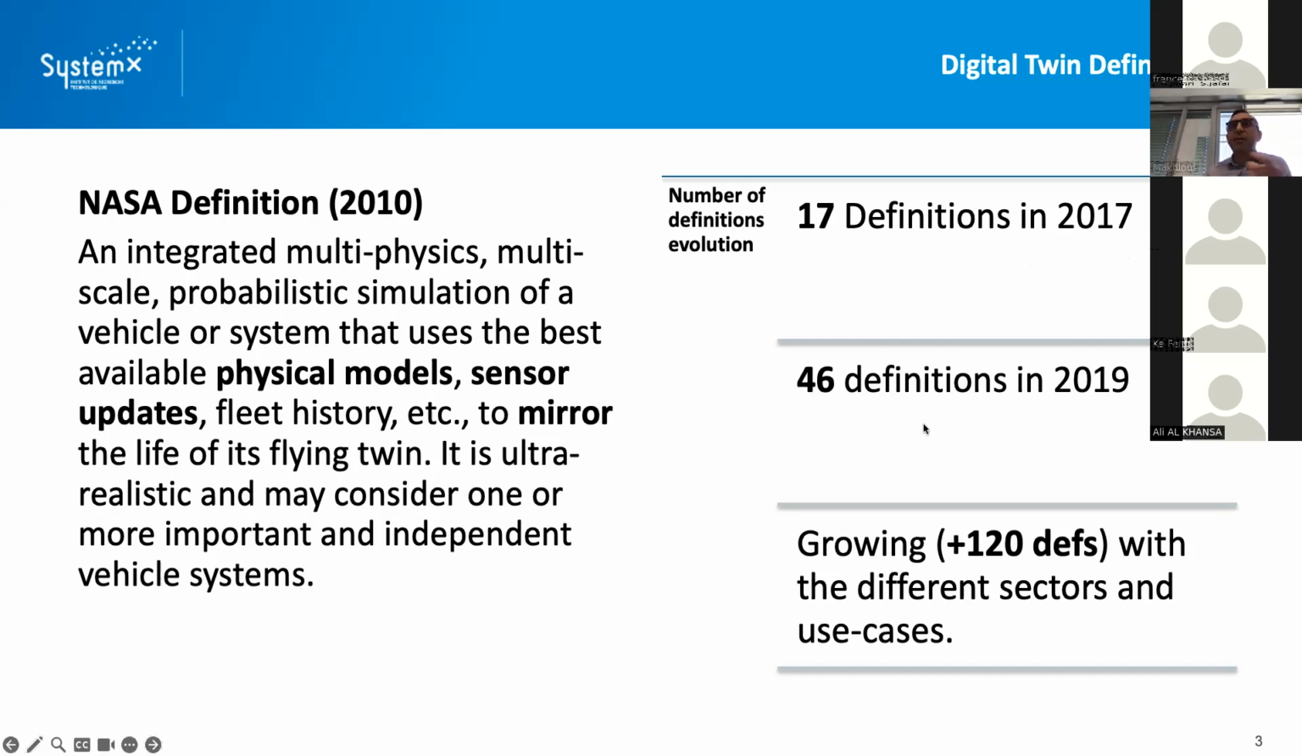In 2019, we can find in the literature 46 definitions. And after 2019, nowadays, we can find more than 120 definitions. Some of them are totally different, but almost all of them contain at least one keyword that makes the different definitions converge somehow to one objective. And this is due to the fact that the use cases considered several physical systems, so physical assets, that are totally different. And this means that the twinning of these physical assets made the definitions completely different. That's why we can actually have more than 100 definitions of the digital twin.